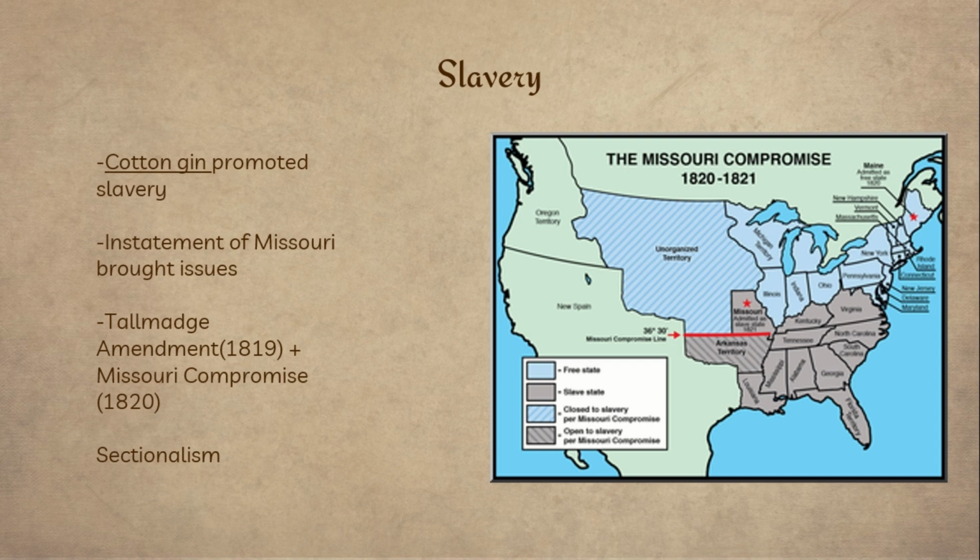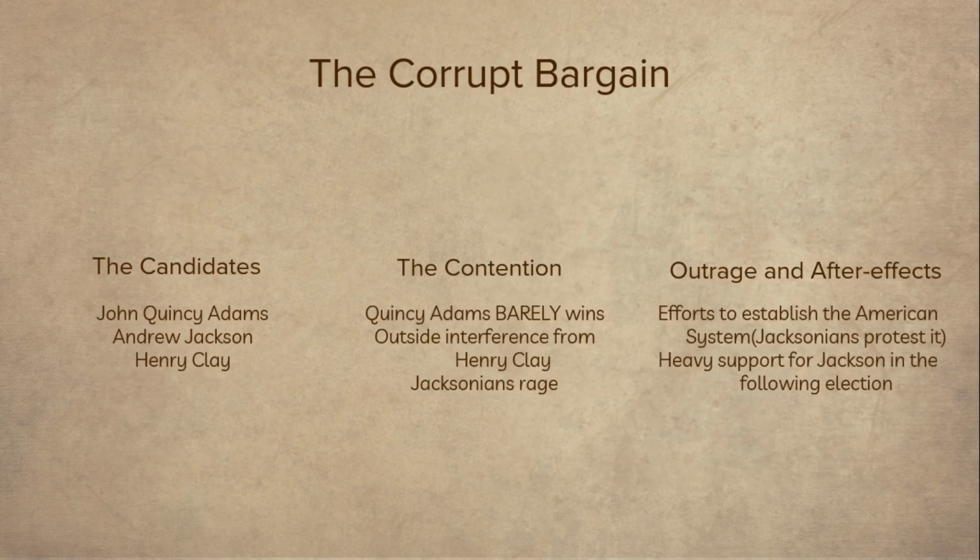That's a decent comparison of it. Okay, corrupt bargain. It's pretty much just the election of 1828, I think. So the candidates were John Quincy Adams, Andrew Jackson, and Henry Clay.